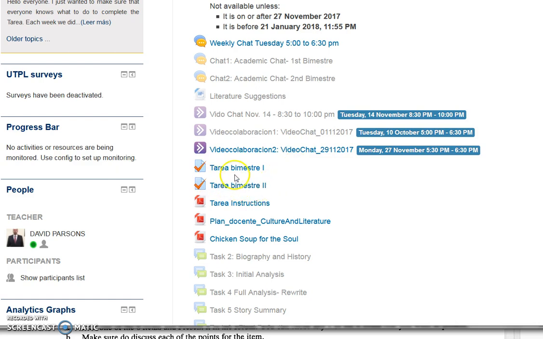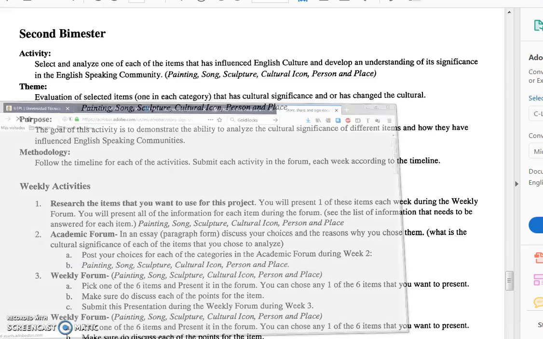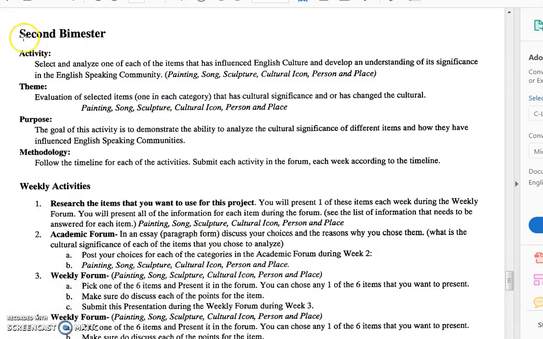The first thing you want to do is go in here to Ava, and go to the instructions for the Tarea, for the project. Download those, open it up and take a look at it. And let's see what we can do with this. So in the second bimester of the instructions, it says that we're going to select and analyze one of each. Now this is important because you're going to do each of the following tasks.